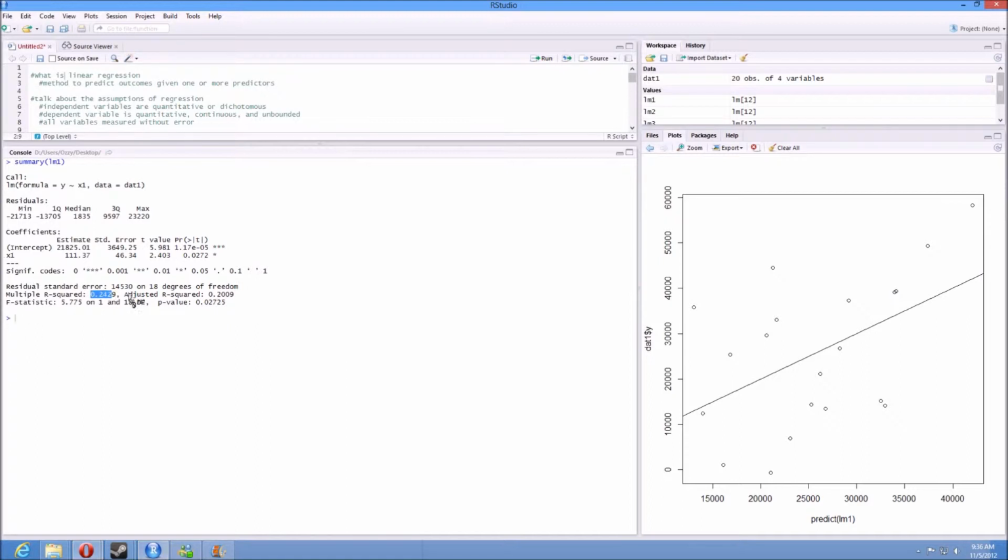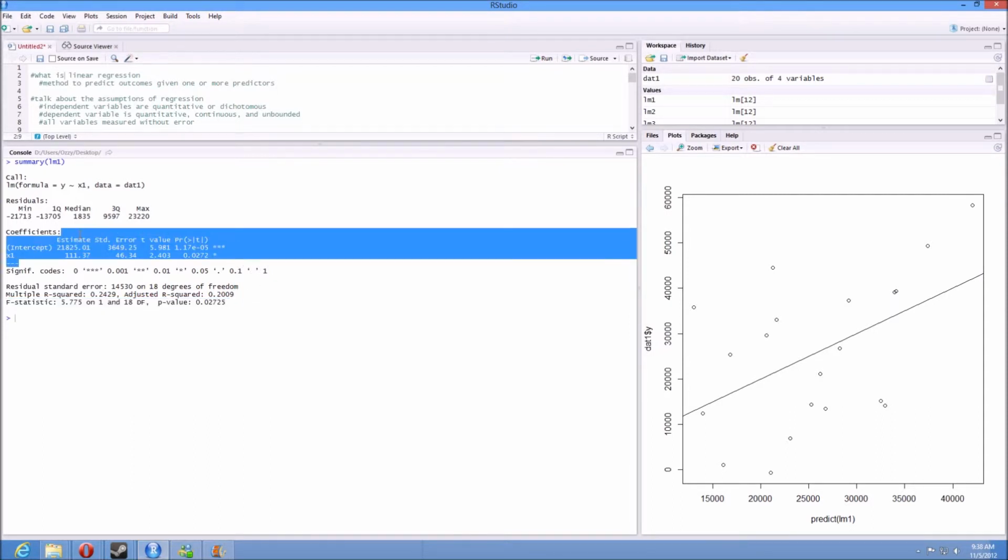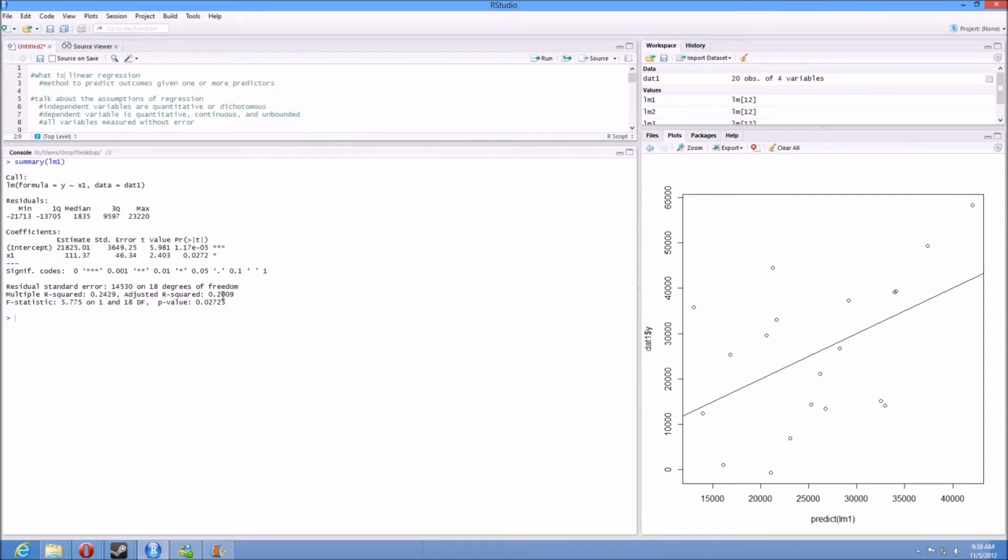Now, a couple things that would need to be mentioned are the multiple r squared. So multiple r squared is showing 0.2429, and the adjusted r squared is 0.2009. The adjusted r squared is a penalty. This penalty is normally due to the amount of independent predictors that are present in the model. It can also be heavily affected by multicollinearity, which we'll get into later. So if we look at the multiple r squared, again, with the adjusted r squared, this model's predicting approximately 20% of our data.